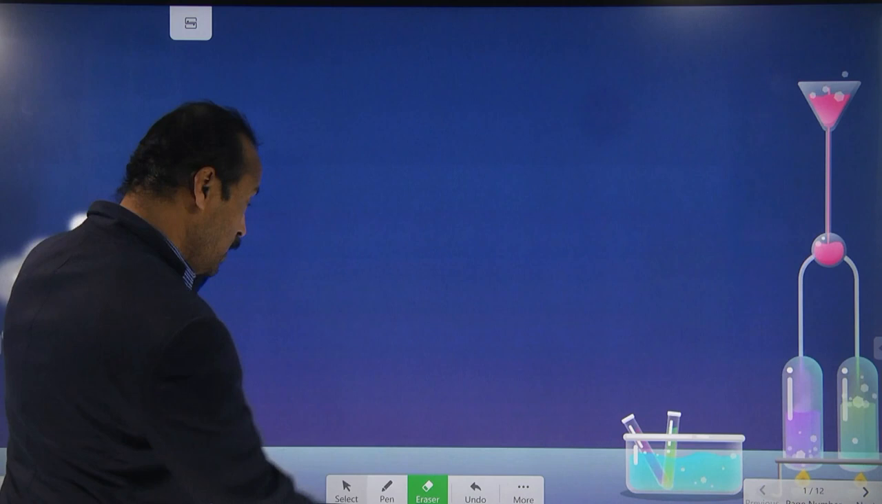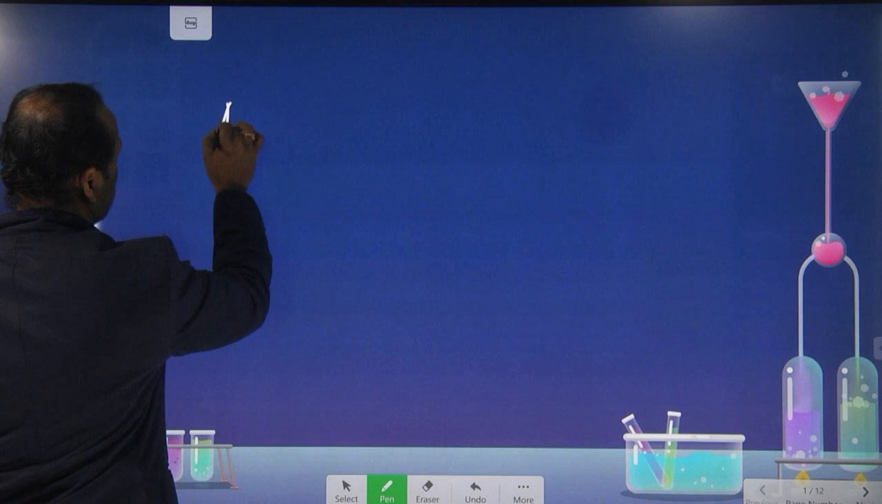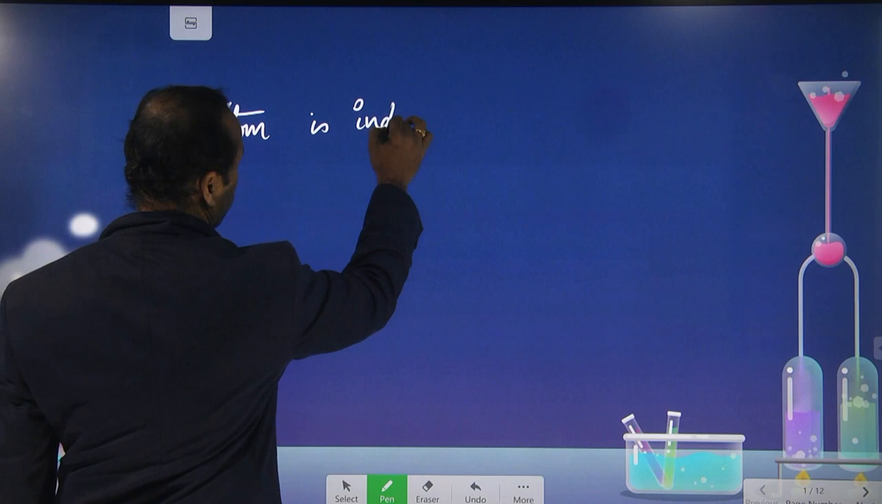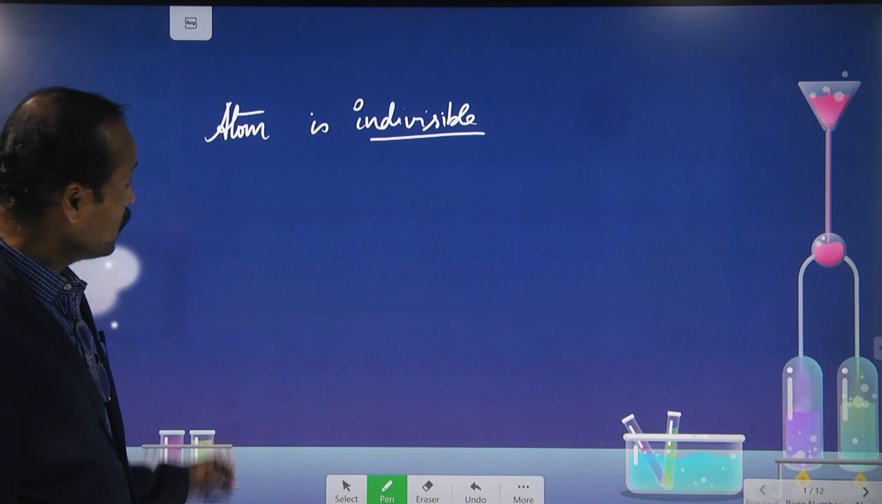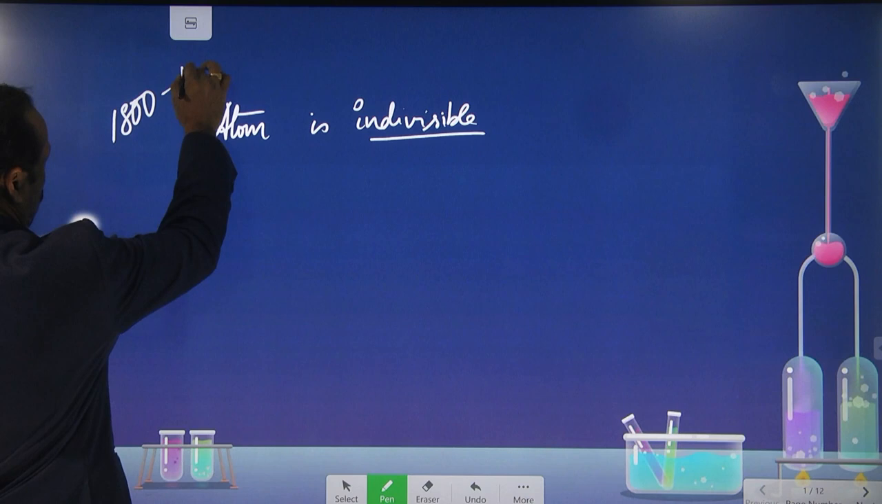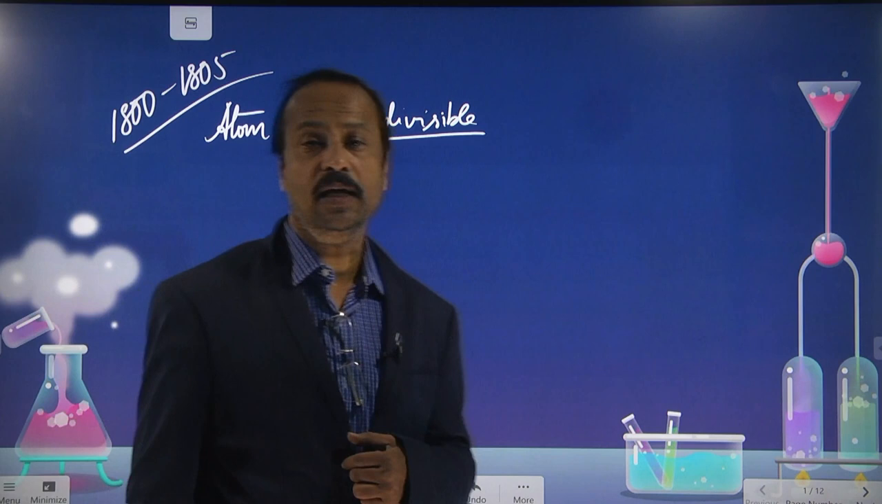So here, according to Dalton's atomic theory, atom is indivisible, which means it cannot be broken, and it is the tiniest particle of matter. But this Dalton theory was proposed in which year? 1800 or 1805, during this time. But later, as we already discussed in atomic structure, atoms can be divided.